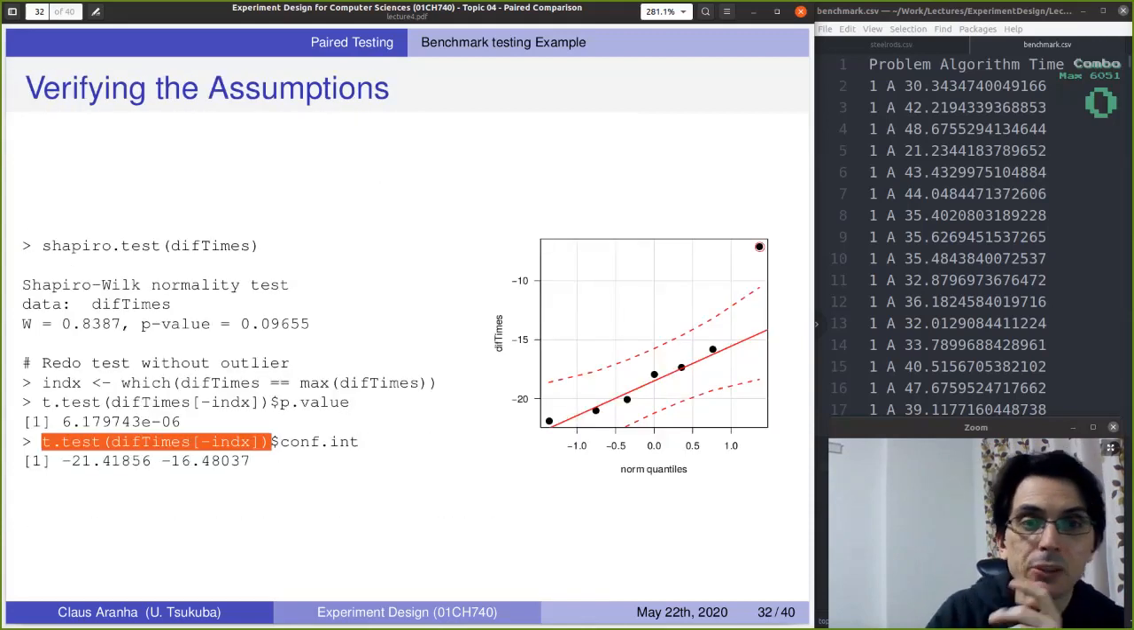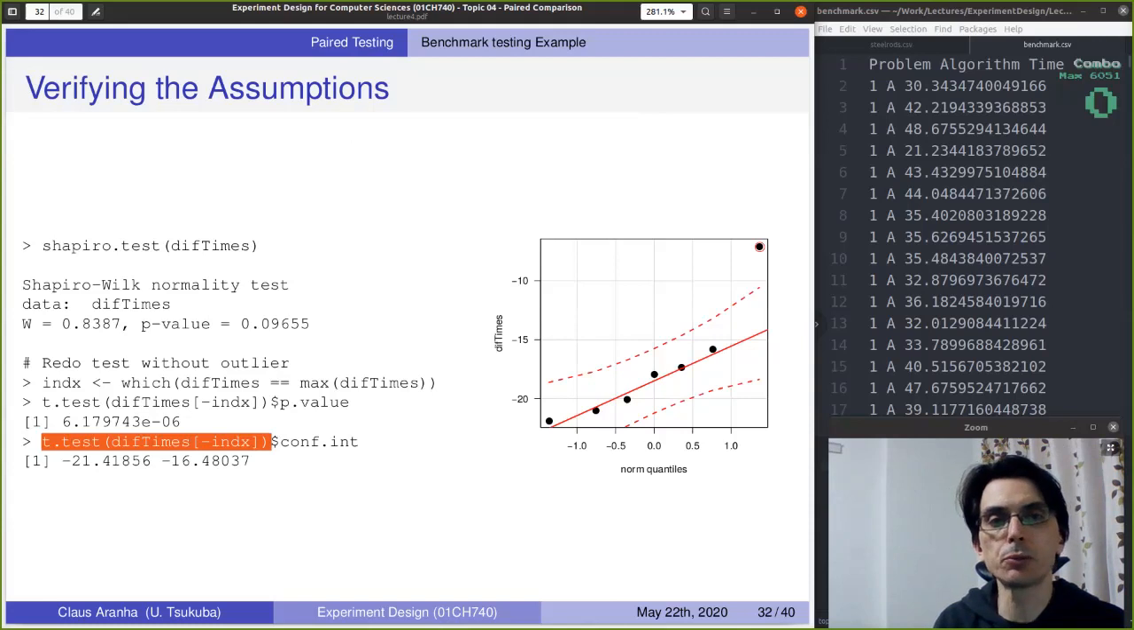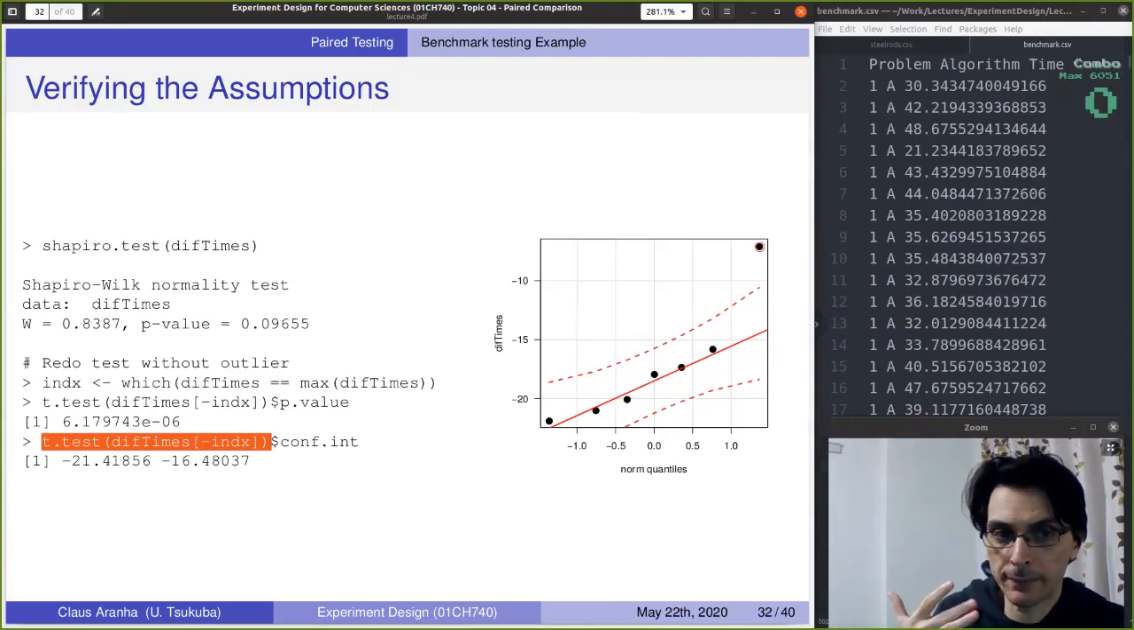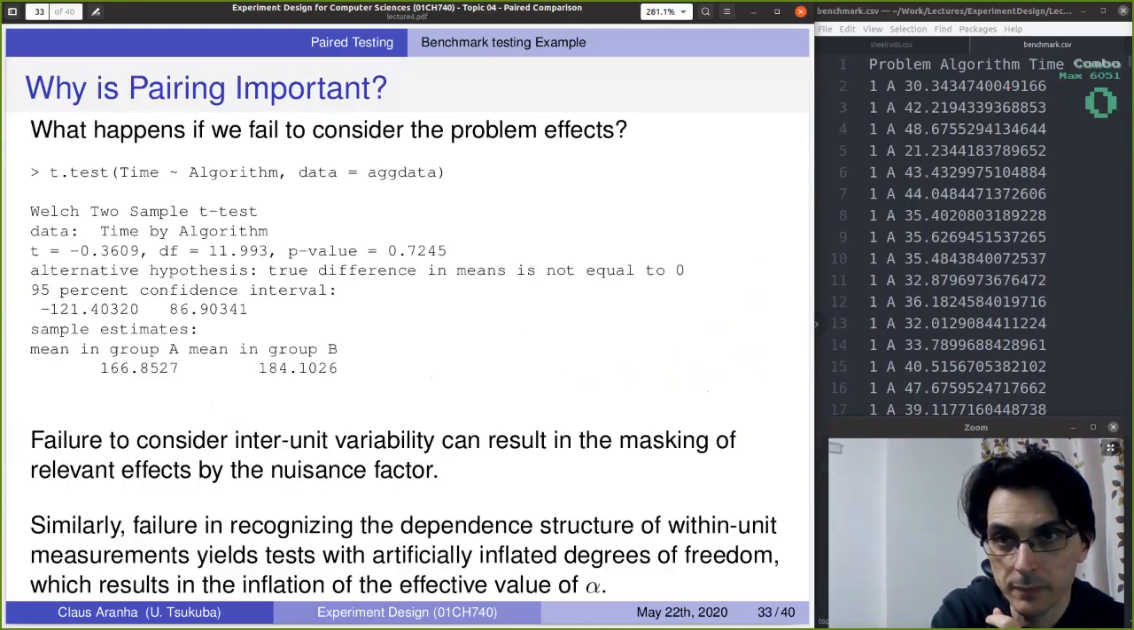So this is something, if you see a big outlier, you might want to repeat your test without the outlier just to make sure that your results do not change. So you can see that even if you have a problem with your assumptions, you can test, see if the assumptions invalidate your results or not.